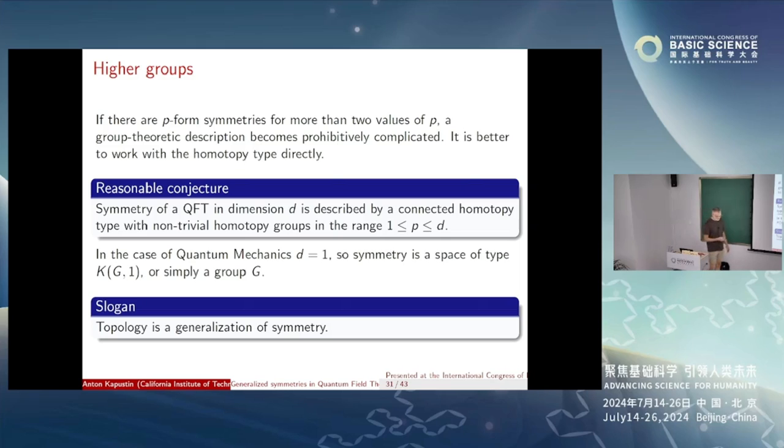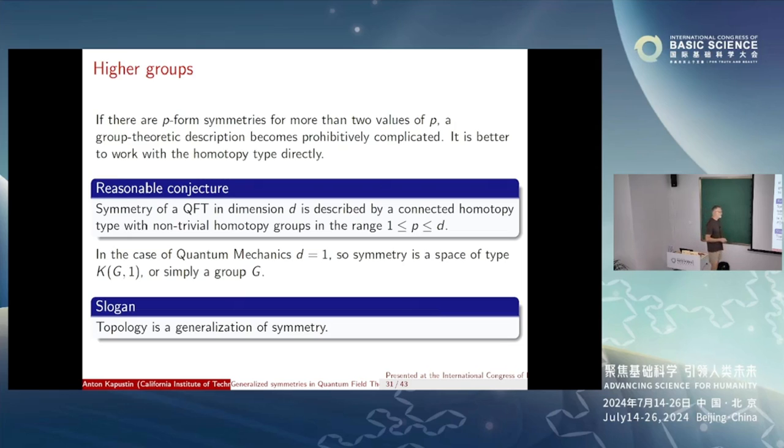So in general, if you have p-form symmetries for more than two values of p, a group theoretic description, like I just sketched, becomes horribly complicated. It's better to work directly with the homotopy type. And here's a reasonable conjecture: the symmetry of a quantum field theory in dimension d is described by a connected homotopy type with non-trivial homotopy groups of p up to the dimension of spacetime.